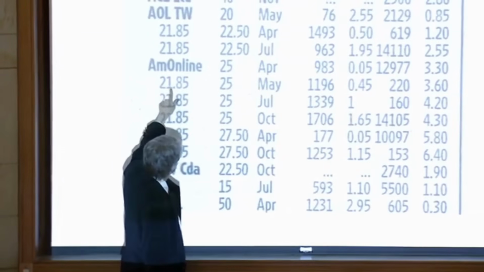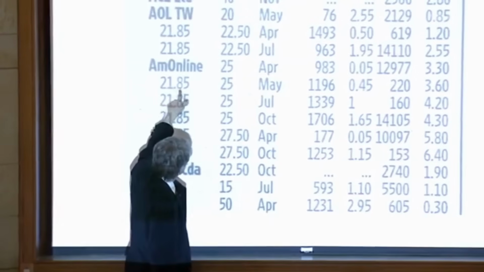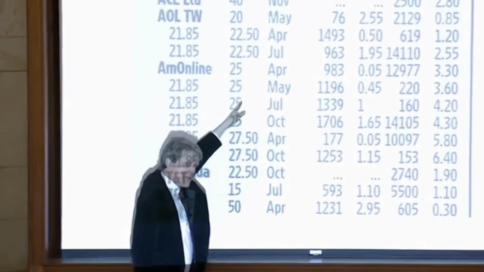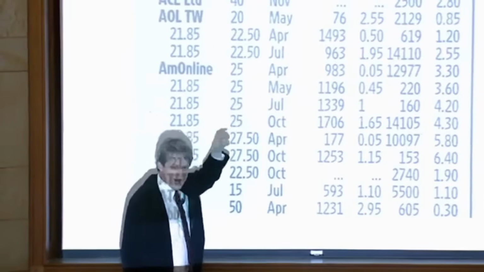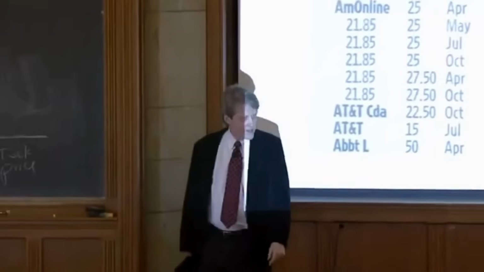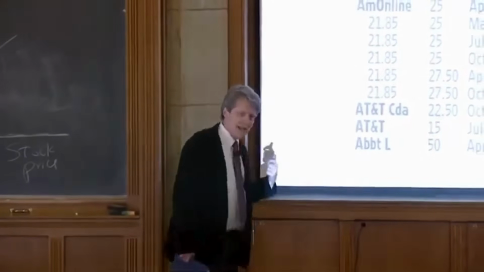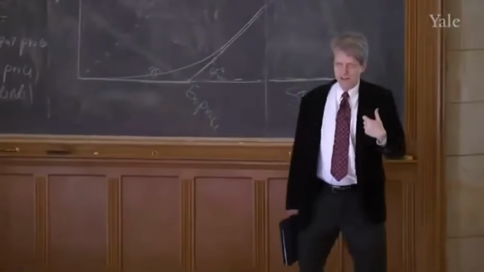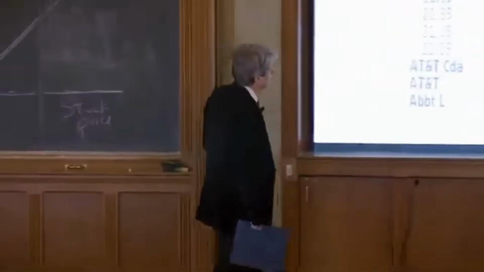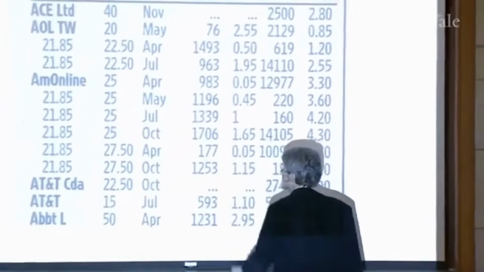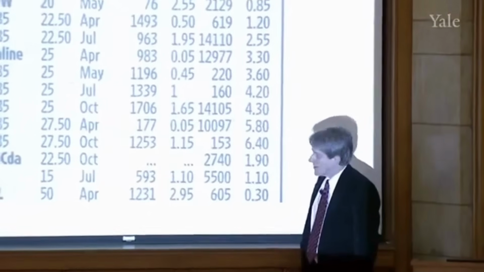Because the stock price is $21.85, but I've got an option to buy it for $25. All right, that's going to be worthless unless the stock price goes up before it expires. So it's only worth something because there's a chance that it will be worth something on the exercise date. And what are people paying for that chance? 45 cents. Not much.